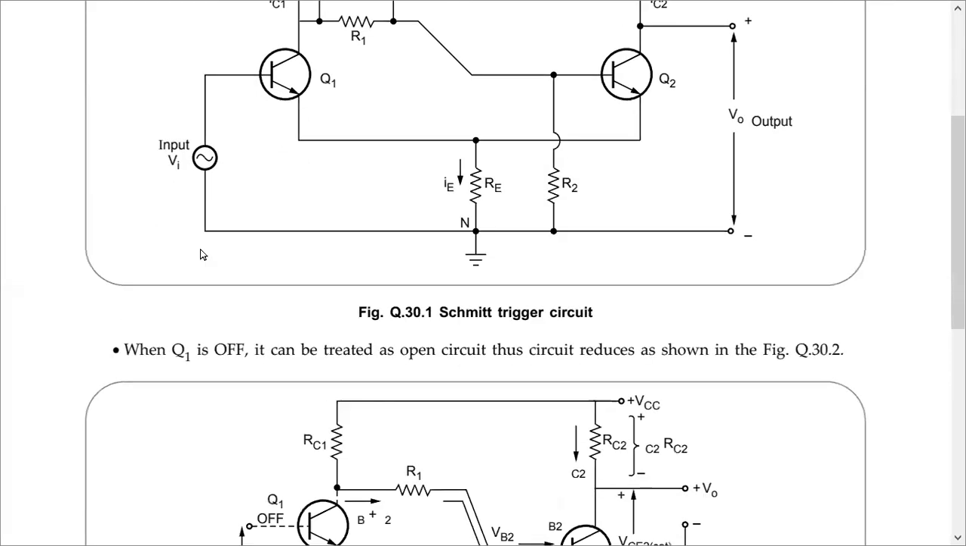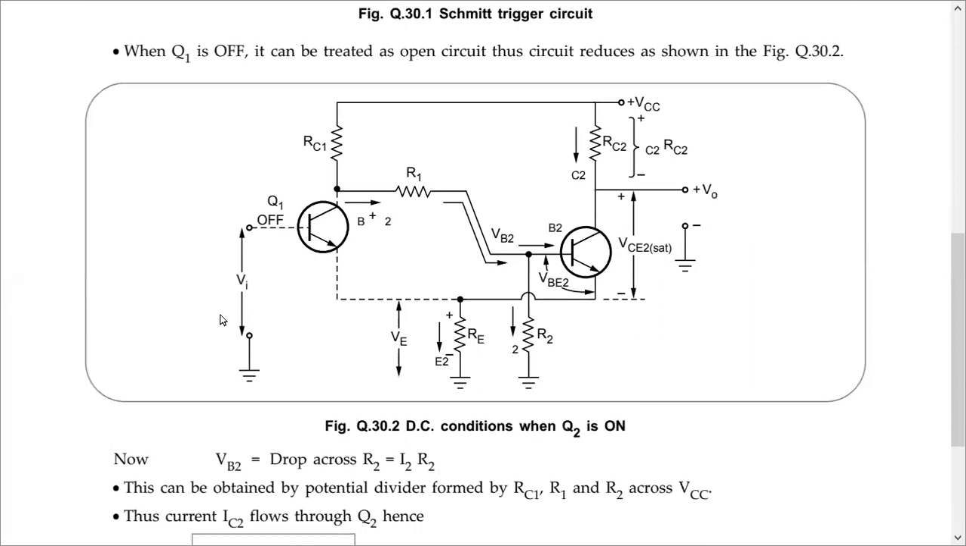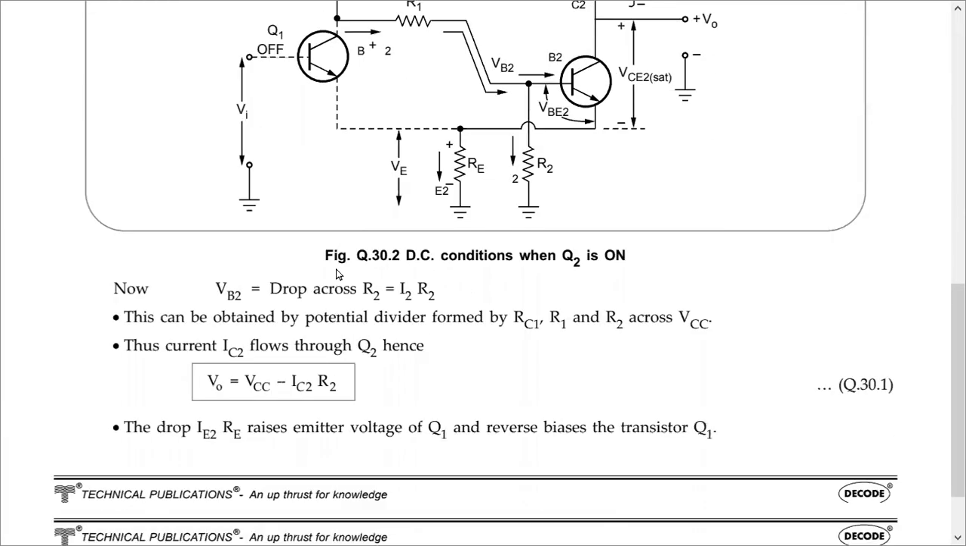Now when we give sinusoidal input, when the input rises above a particular point called the upper threshold point, which happens to be VBE1 plus VE, where VBE1 you can call the cut-in voltage of the base emitter junction, or the saturation voltage. When that happens, then the transistor will turn on.